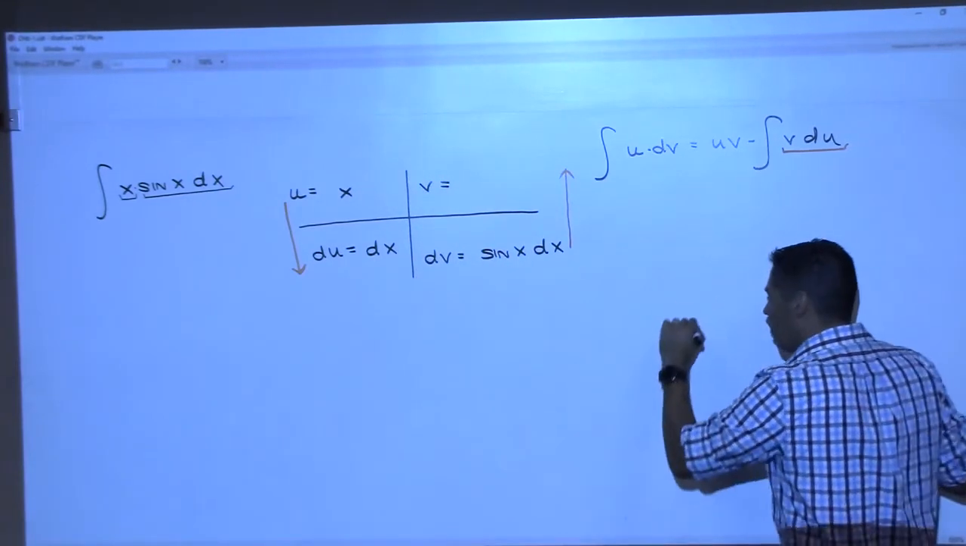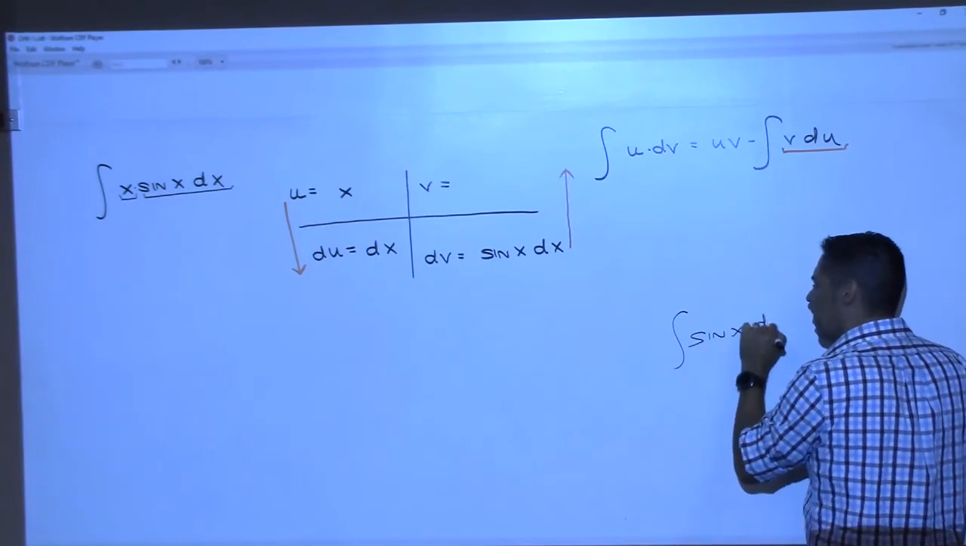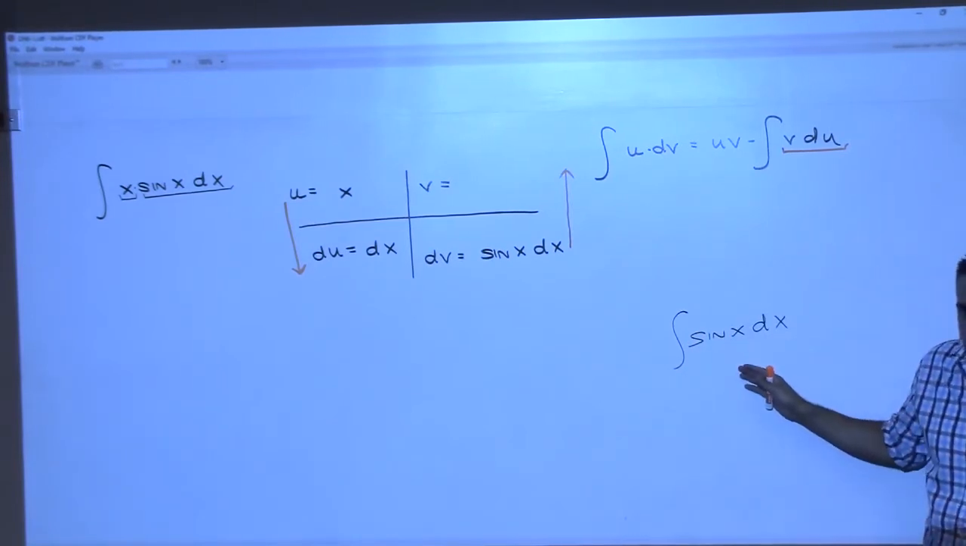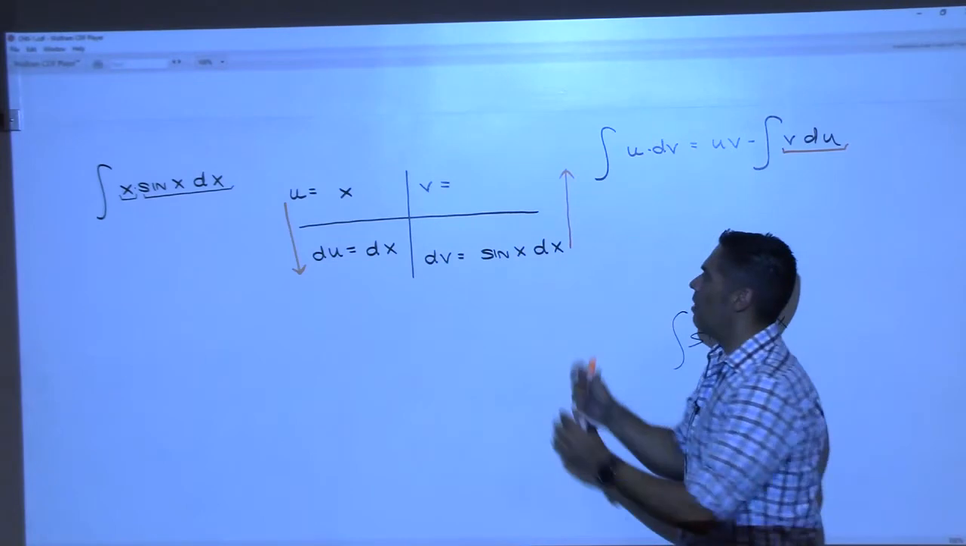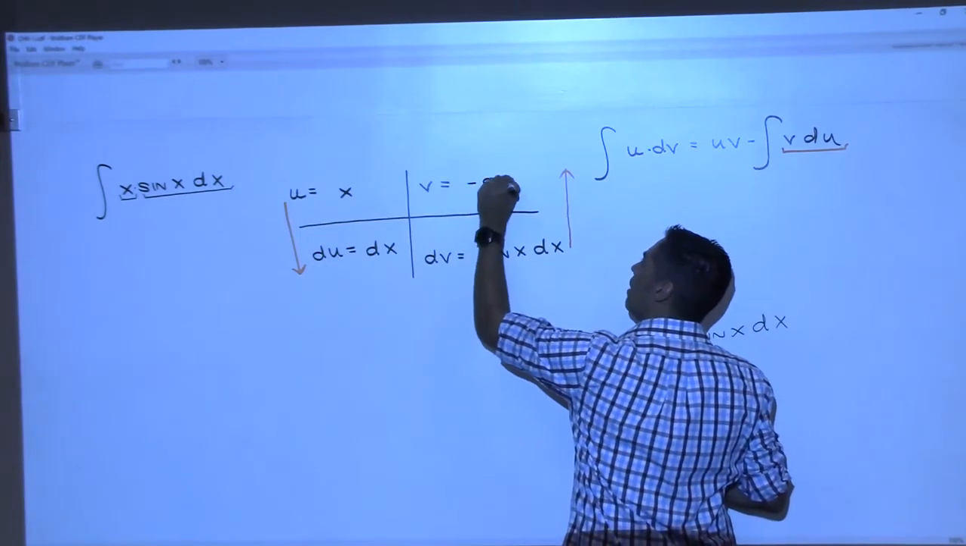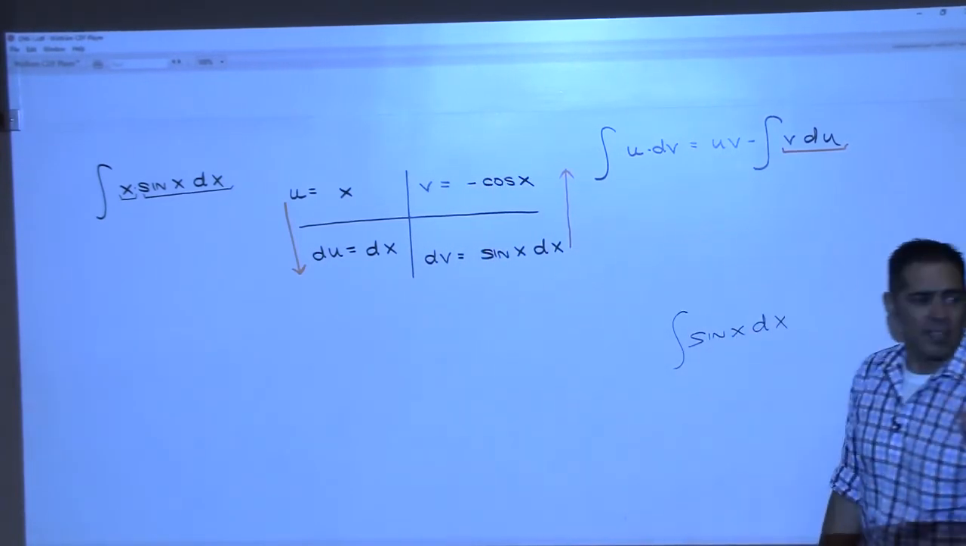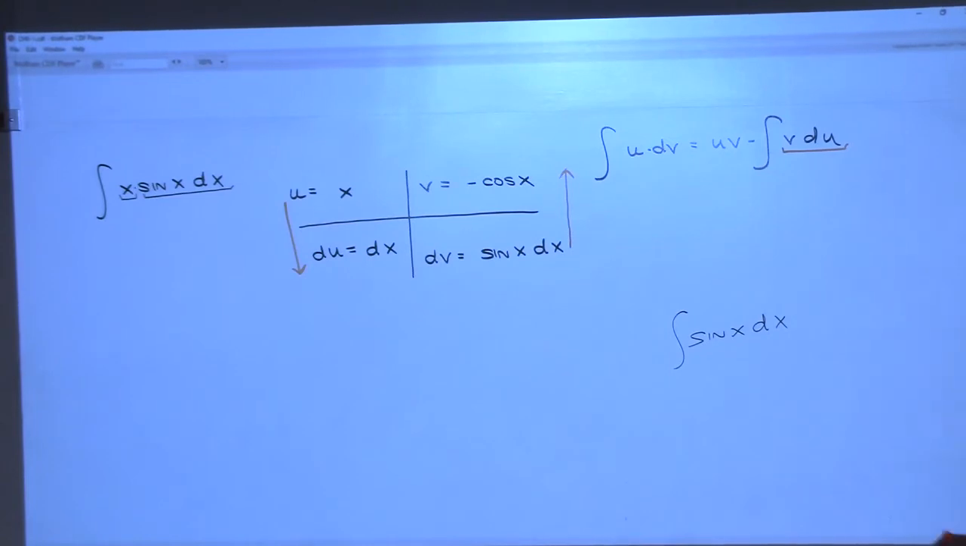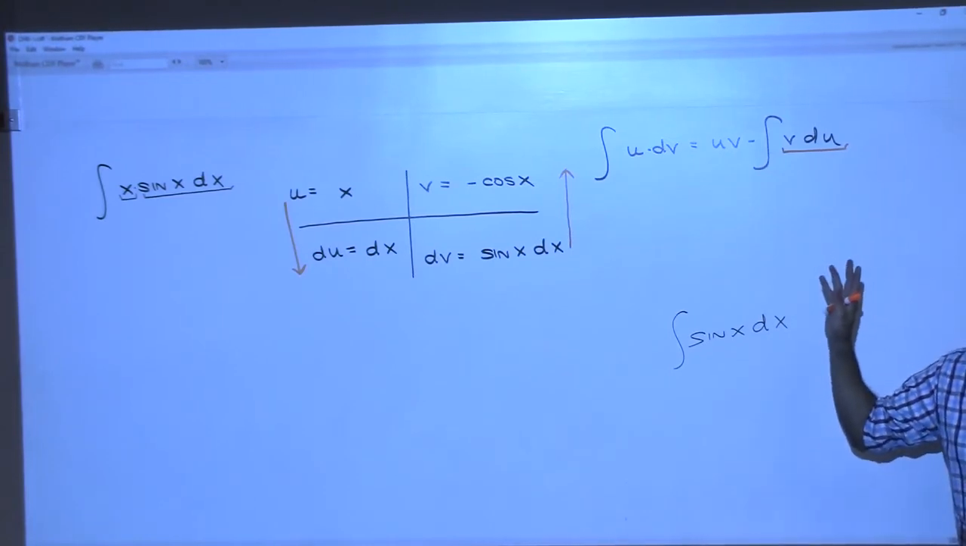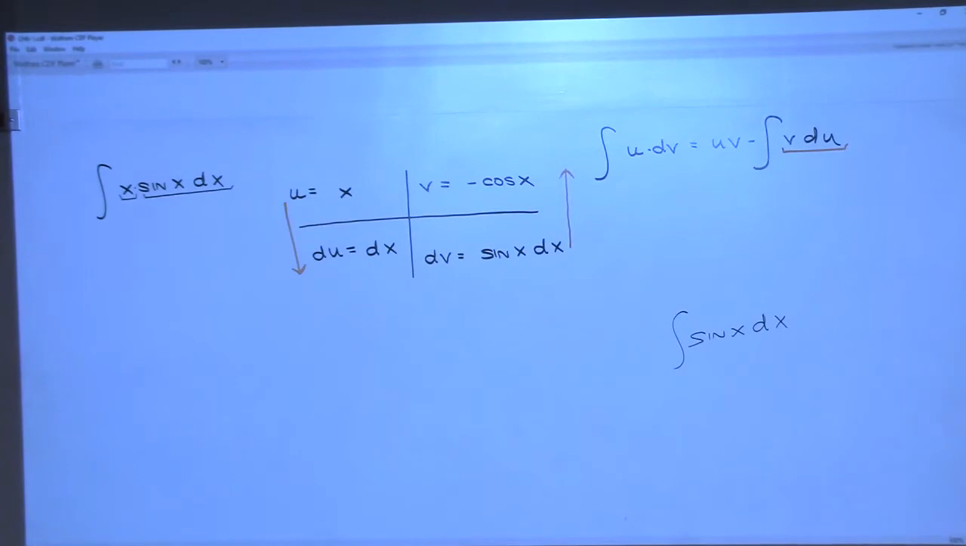And what is the antiderivative of this? Do you realize what I'm asking you to do right now? You need to do a little mental integral here to go from here to here, and you need to realize that that's negative cosine of x. Now don't worry about the plus c. We'll put the plus c at the very end, all right? Y'all good with that? Okay.